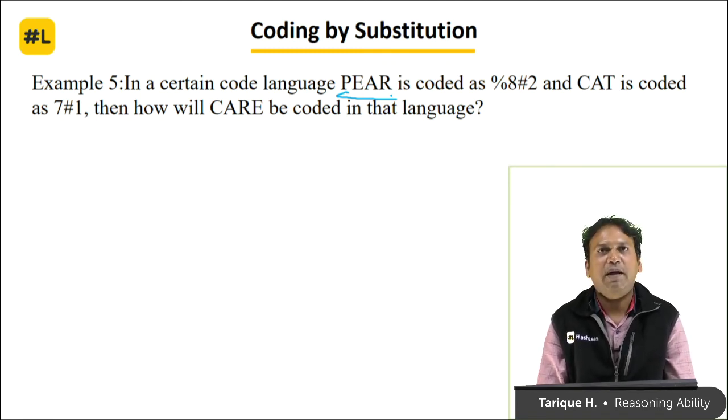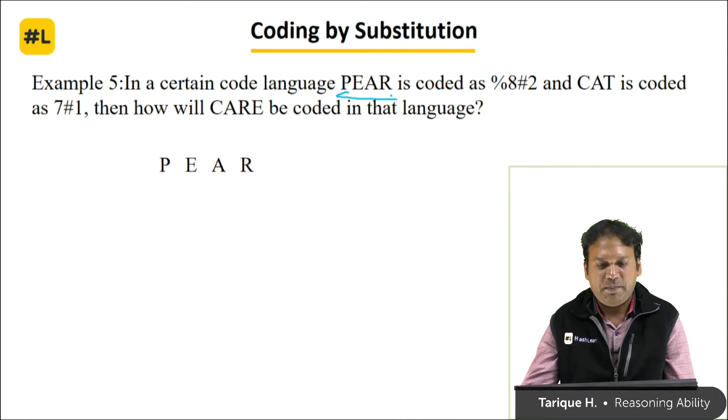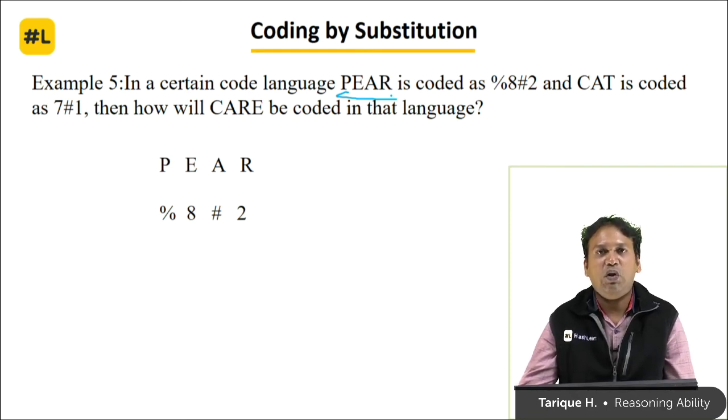So this is a basic question from substitution. So from letter positions we have seen from basic to advanced. Now we are going to substitution. We first start with the basic. What is the basic level of question in substitution? What we do here is first write down the word pair, and below it we write down the code for pair, %8 #2. Now the next word given to us is cat. We will write down cat and also the code word for cat.